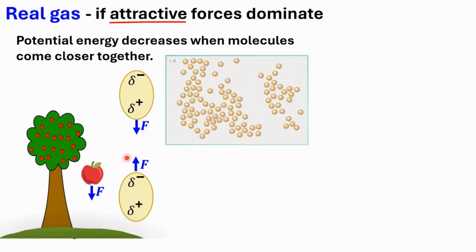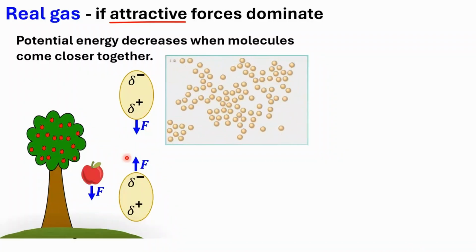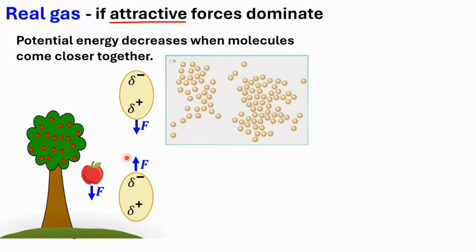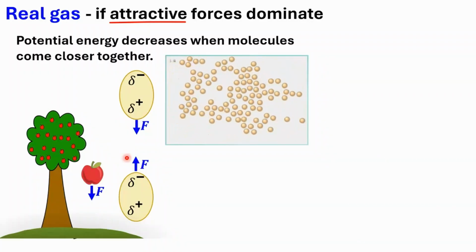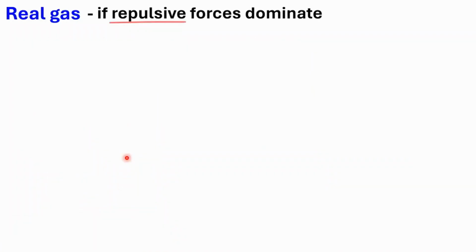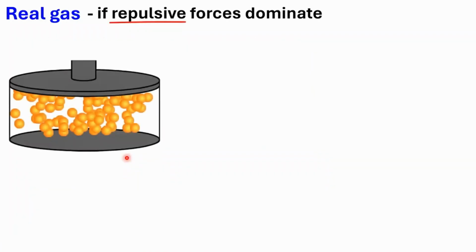Think of pulling it away. It takes energy to pull it away. Now, when they come closer together, the attraction is stronger, but it's stronger in a negative sense, which means overall it's lower. Okay, now if repulsive forces dominate, the particles are really crowded together.